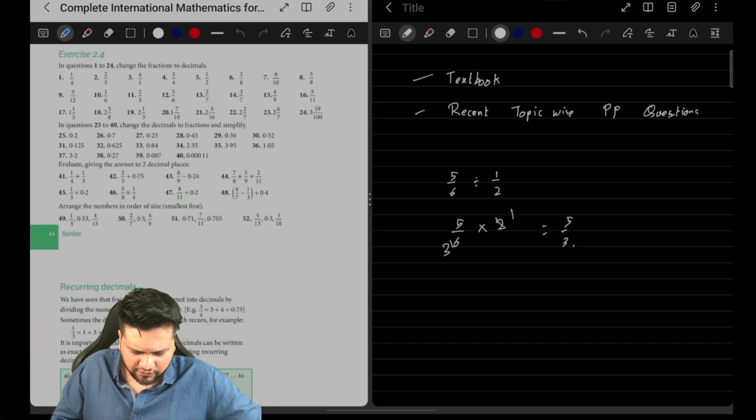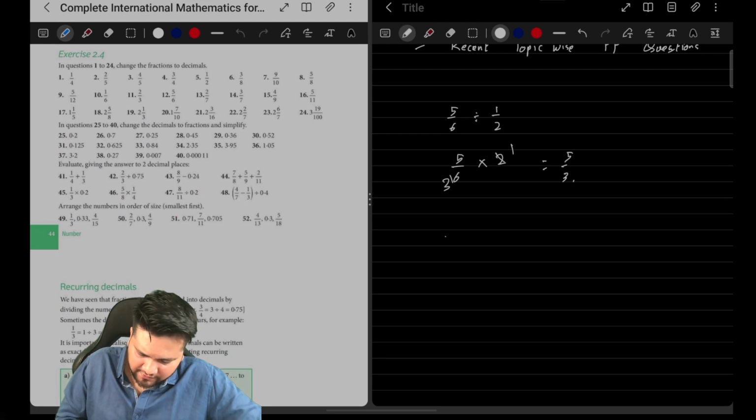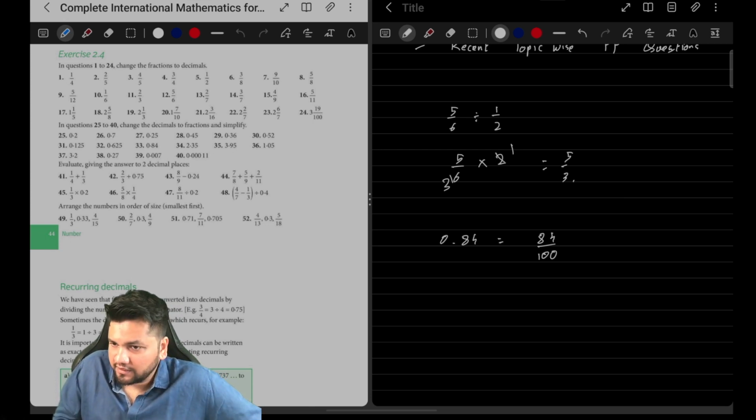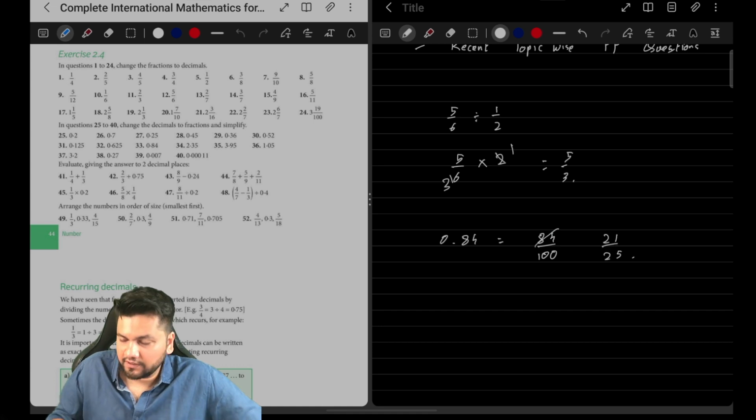Decimal number conversion to fractions is quite simple. If I have 0.84 and I want to convert that into a fraction, it's going to be 84 by 100, and then all you have to do is simplify it. It is divisible by 4, so it's going to be 21 by 25. That's going to be your answer.